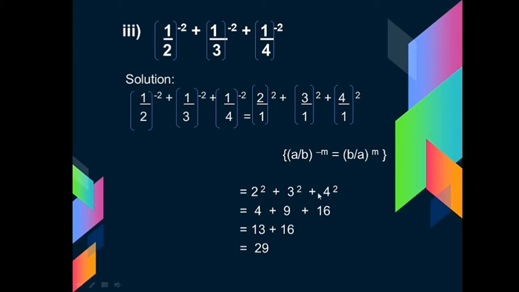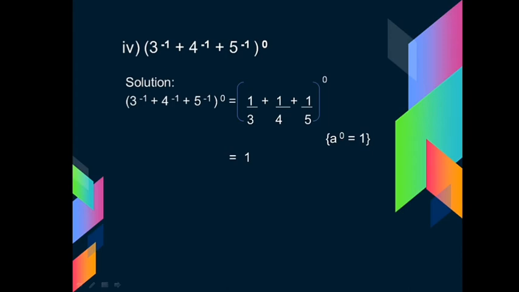Now as the exponent is 2 for all the numbers, we have to multiply each number with itself 2 times. So 2 raised to the power 2 means 2 into 2 will become 4, plus 3 raised to the power 2 means 3 into 3 will become 9, plus 4 raised to the power 2 means 4 into 4 will become 16. So that is 4 plus 9 plus 16. So 4 plus 9 is 13, and 13 plus 16 is equal to 29. So this is how we got the answer.